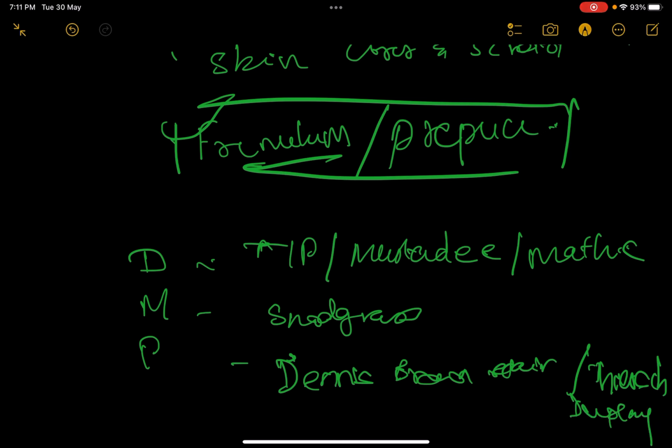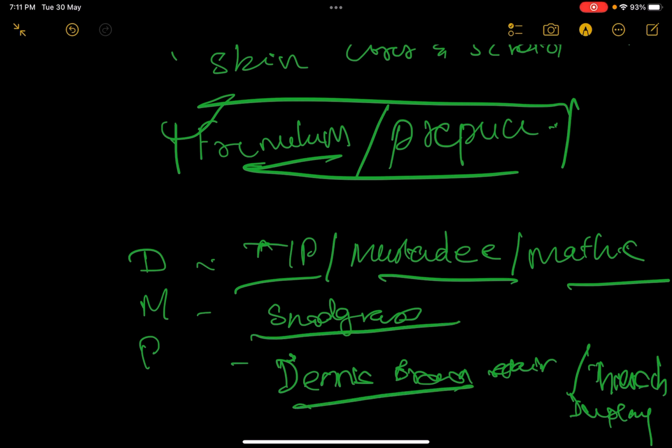So I'll just give again the TIP, Mastardi, or the Mathi, Snodgrass, or Denys-Drash, and Thiersch-Duplay. There's also something called Denys-Drash syndrome that we'll see in RCC. Quite interesting, it's associated with Wilms tumor. It's called Denys-Drash syndrome, where there's a lot of intersexuality, mental retardation, and GI abnormalities associated with Wilms tumor.